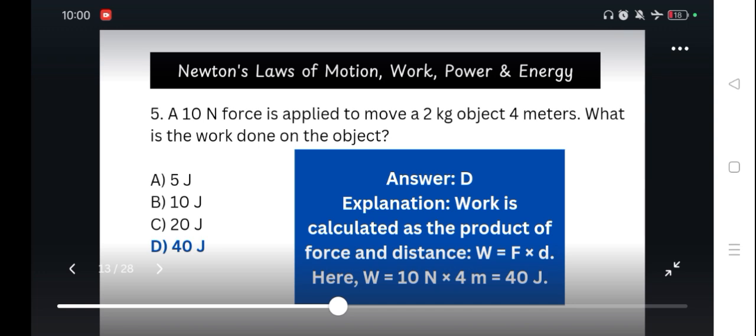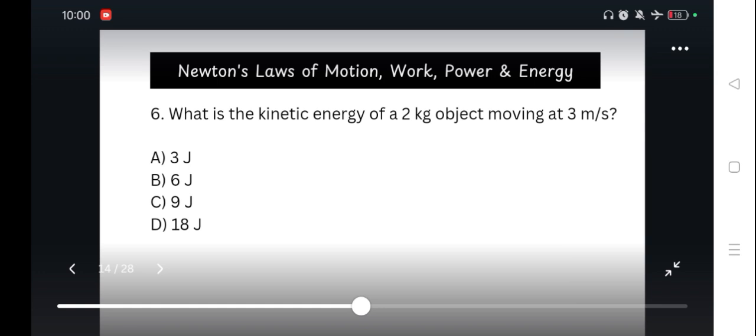You might be asking, sir, what happened to the 2 kilogram? Isn't it part of the solution? I should say that the 2 kilogram there is only a distractor. It's not part of the formula that quantifies work. So work is equal to force times displacement. Next, number 6. What is the kinetic energy of a 2 kilogram object moving at 3 meters per second?